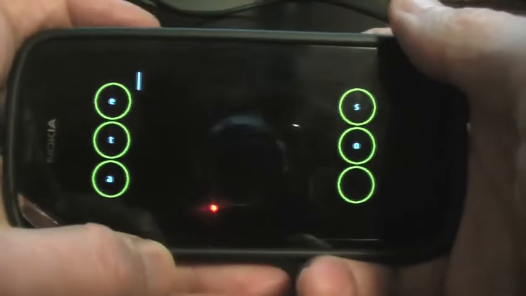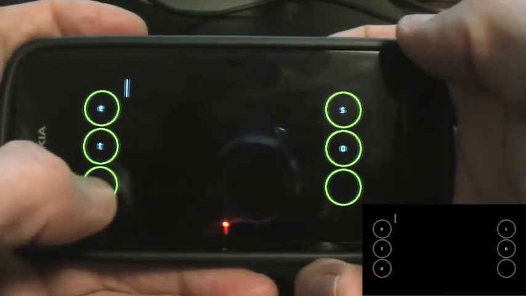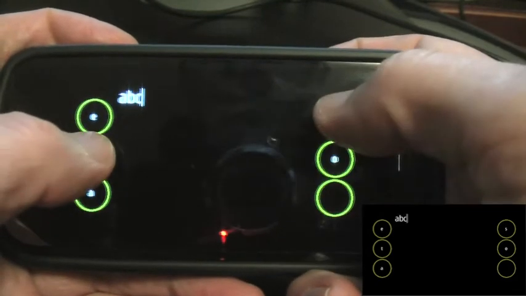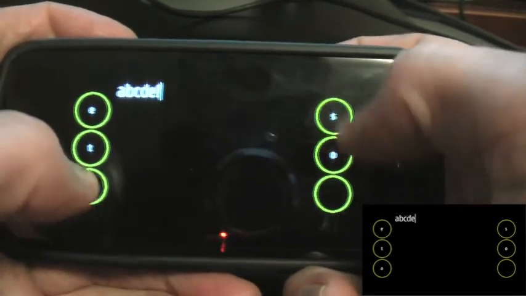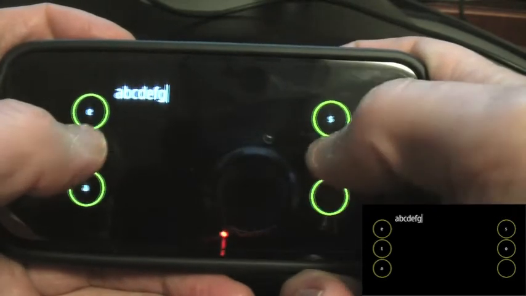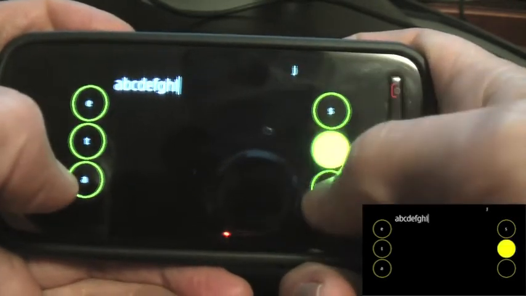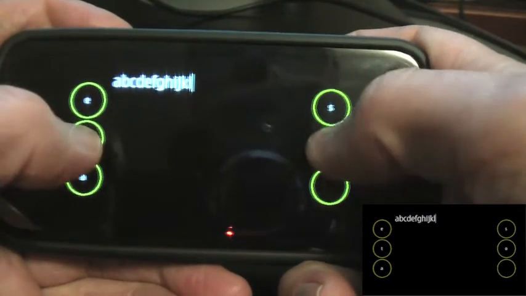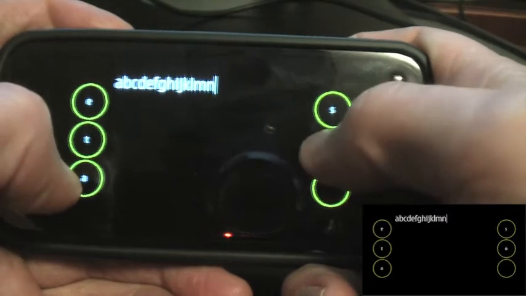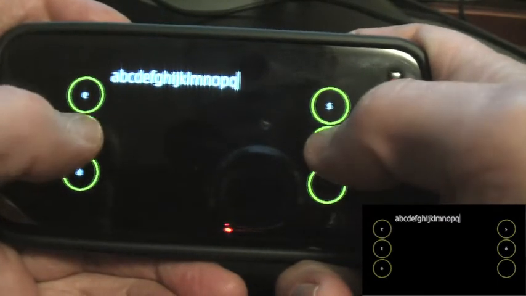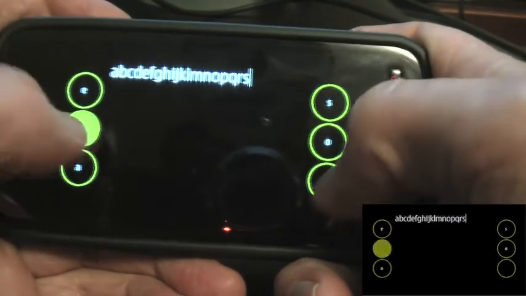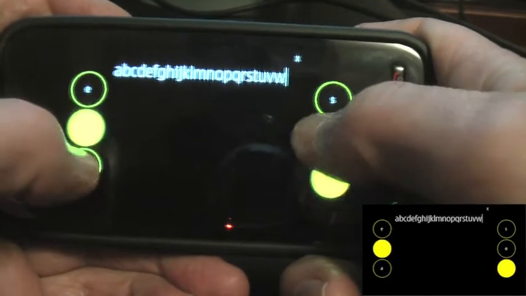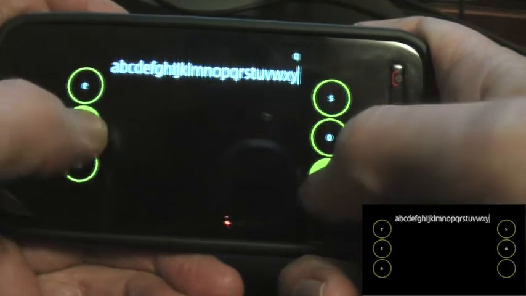So we have all the letters of the alphabet. Let's just go through that very simply. We've got A, B, C, D, E, F, G, H, I, J, K, L, M, N, O, P, Q, R, S, T, U, V, W, X, Y and Z.